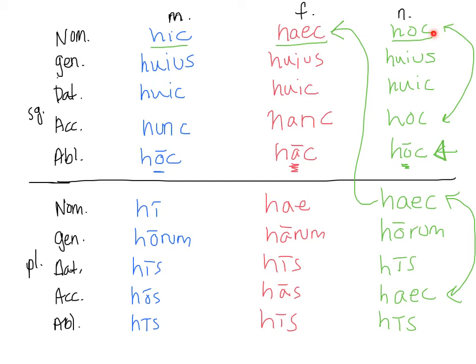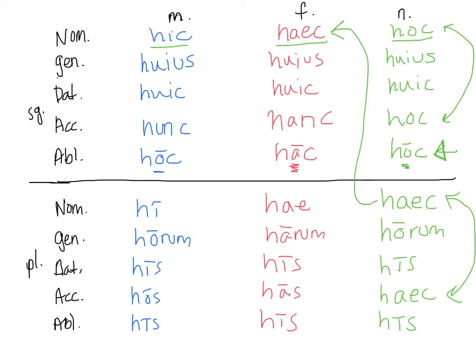Hic, haec, hoc. Huius, huius, huius. Huic, huic, huic. Hunc, hunc, hoc. Hoc, hoc, hoc. He, hi, haec. Horum, harum, horum. His, his, his. Hos, hos, haec. His, his, his.